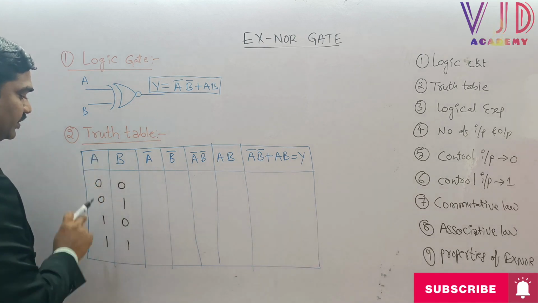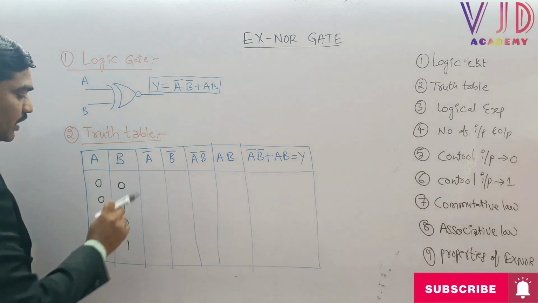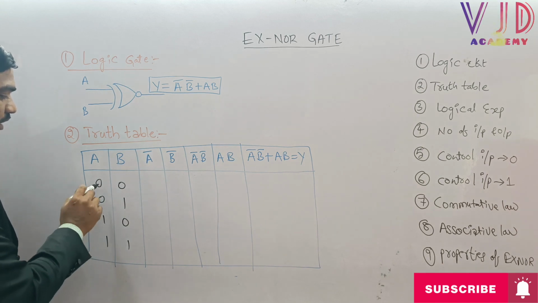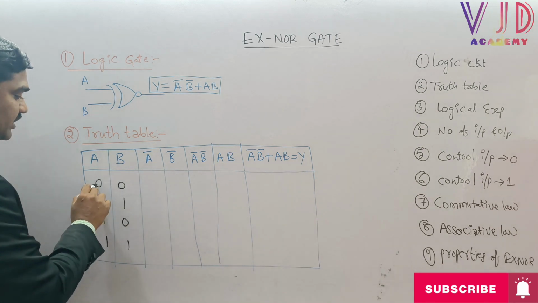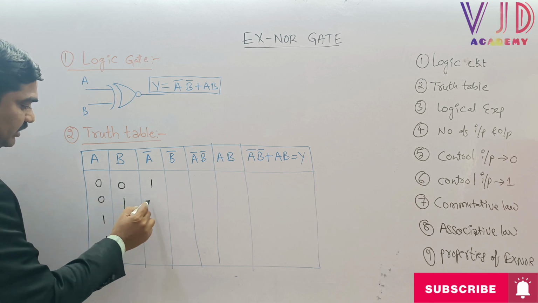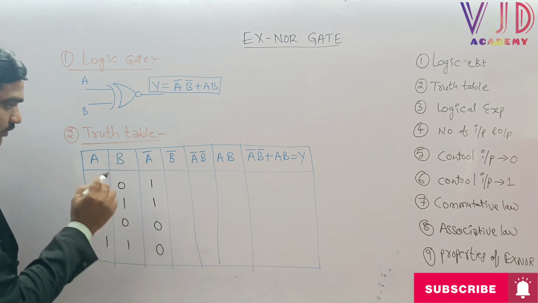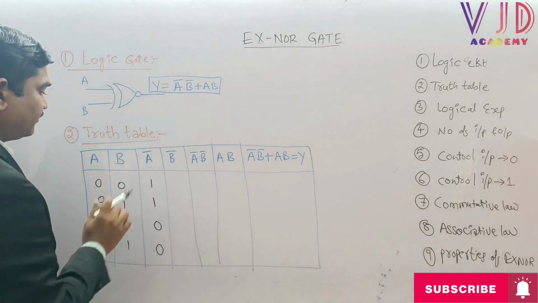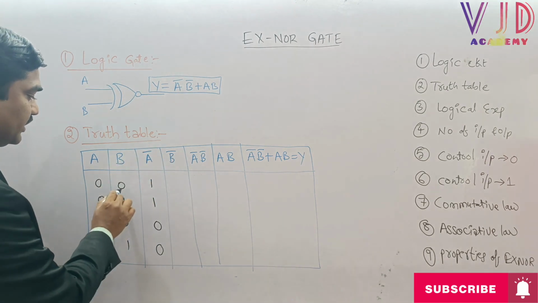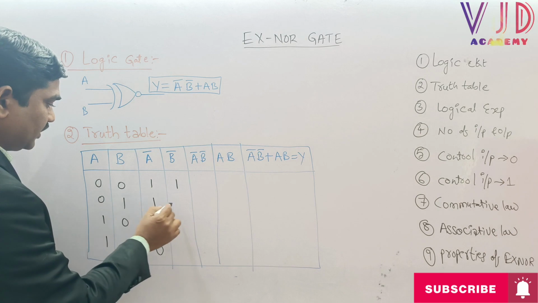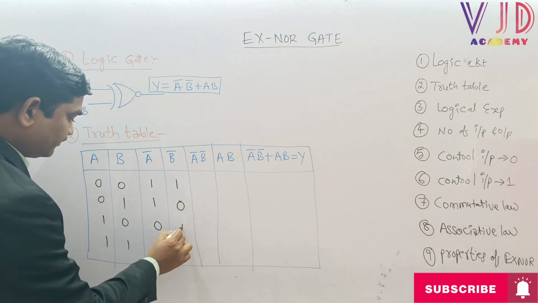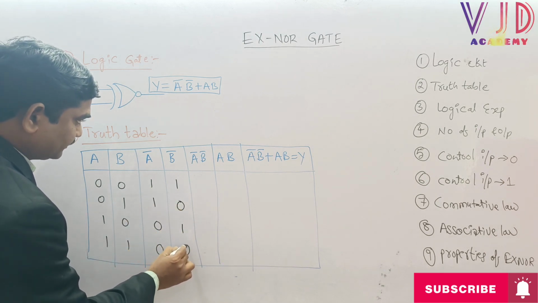Here this is input A, and now here A bar, which means everything will be complemented. Here 0 will become 1, 0 will become 1, 1 will become 0, 1 will become 0. And now for B bar, which means B will be complemented. Here 0 becomes 1, 1 becomes 0, 0 becomes 1, and 1 becomes 0.